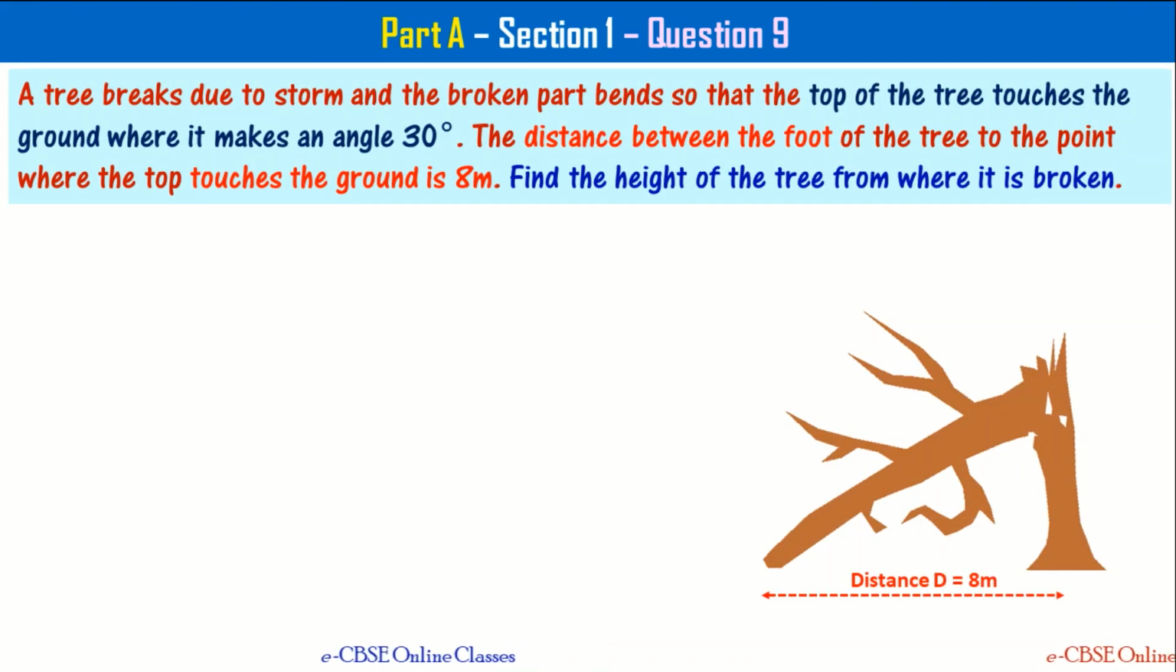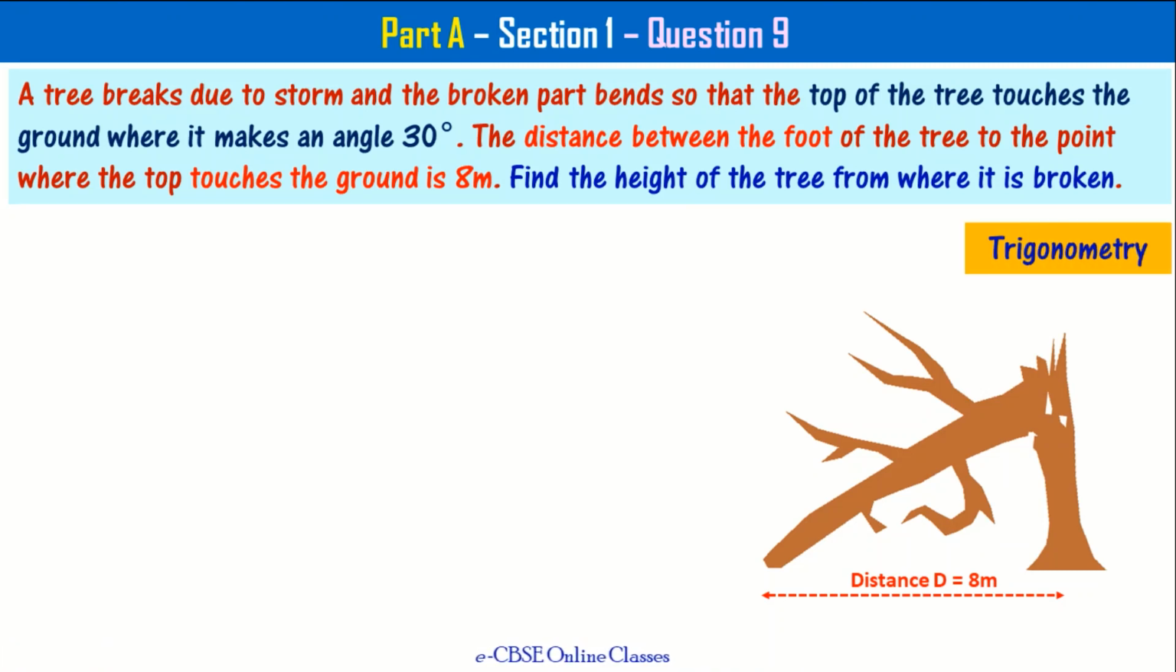A tree breaks due to a storm and the broken part bends so that the top of the tree touches the ground where it makes an angle of 30 degrees. The distance between the foot of the tree and the point where the top touches the ground is 8 meters. Find the height of the tree from where it is broken. It is from trigonometry.